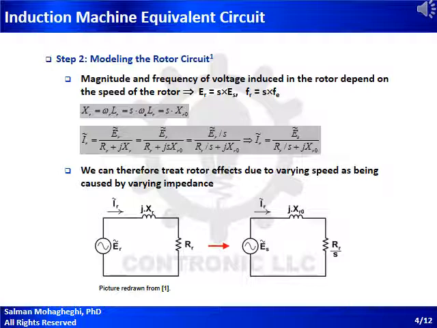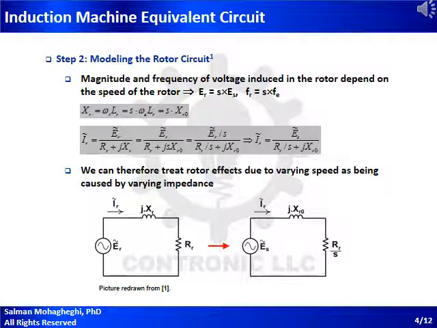Now, let's consider the circuit on the left-hand side. This is the rotor circuit. We have E_R, which is the voltage induced in the rotor circuit, connected to R_R, the rotor resistance, and jX_R, the leakage reactance. I can write an equation for the rotor current: I_R equals E_R divided by R_R plus jX_R.